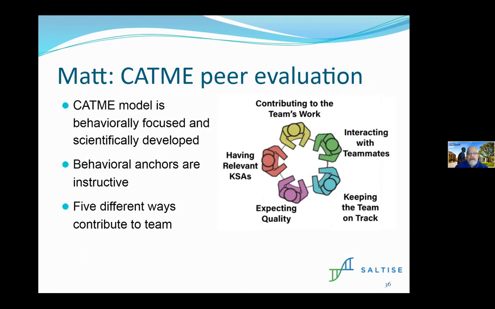And so in summary, the top 3 categories of behavior for most students contributing to the team's work are effort; interacting with teammates, which basically comes down to don't be a jerk; and having relevant knowledge, skills, and ability, which is don't be stupid, as the students would word those. Keeping the team on track is focused on monitoring conditions that affect the team, and expecting quality is both about expecting that the team can do good work and compelling it to do so, so encouraging people to do a better job. Next.